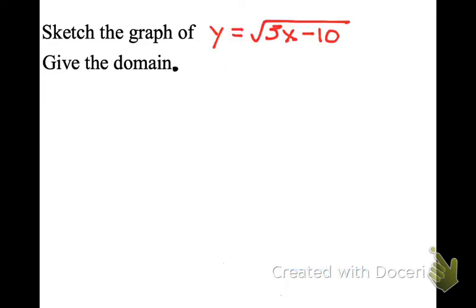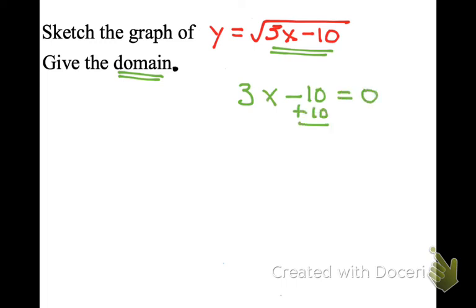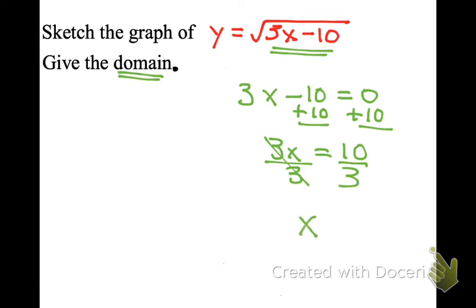All right, I added one last example. In this example it says just give the domain. So we're going to take what's underneath the radical, and I'm going to set that equal to 0. So 3x minus 10 equals 0. If we add 10 to both sides, we get 3x equals 10, and dividing by 3, x equals 3 1/3.